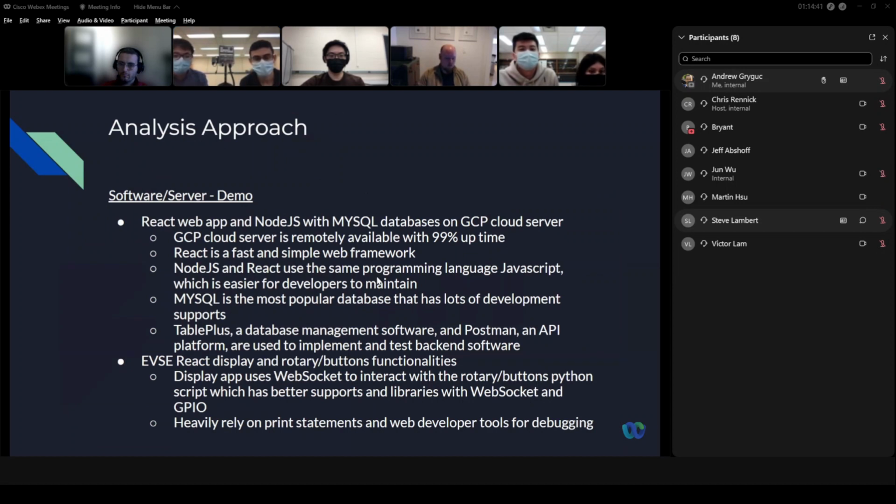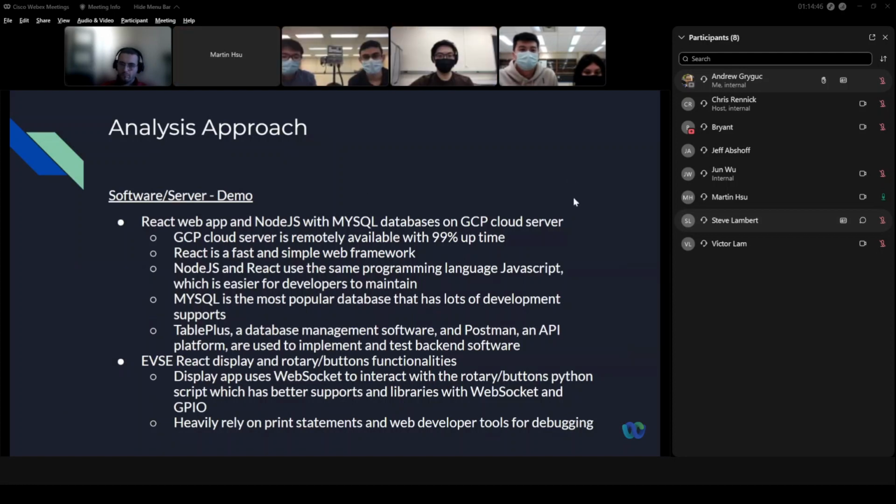On the software side, we have a React app hosted on Google Cloud Platform with Node.js as the backend and MySQL databases. The reason we use GCP is because we want our app remotely available at all times. We use React to develop our web app because it is a very fast and simple framework. We also use React and Node.js together as front-end and back-end, respectively, because they use the same programming language, JavaScript, and it's easier for the developers to develop and maintain. We have MySQL as our database because it is widely supported, very easy to use, and compatible with Node.js.